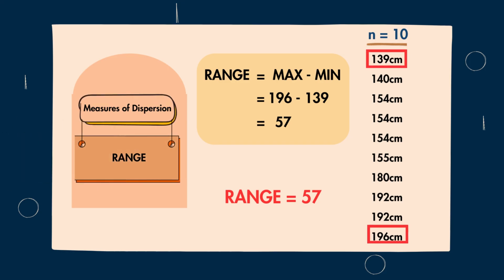Let's continue with the previous example, first measure of dispersion, range, which is given as max value minus min value in data. In our case, maximum value is 196 centimeters, and minimum is 139 centimeters. Hence, range is 196 minus 139, which is equal to 57. This signifies the total spread of the data from one extreme to the other.